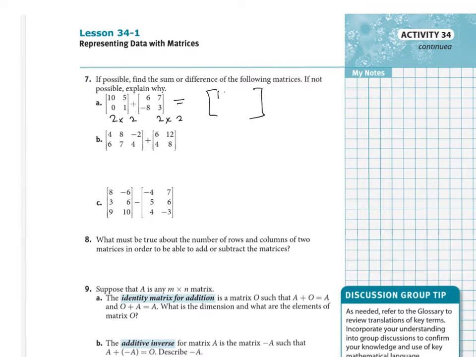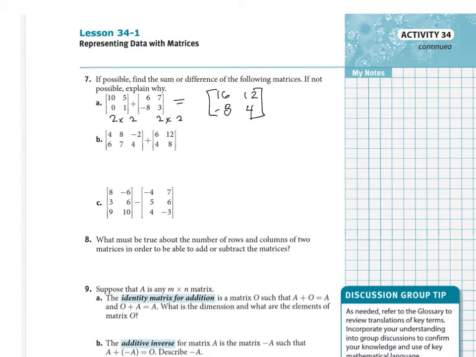So 10 plus 6, 5 plus 7 goes up here. Then 0 plus a negative 8. Signs matter. Make sure you don't drop out your sign thinking that you're trying to make your matrix simple. The signs mean things. And then that's a 4.